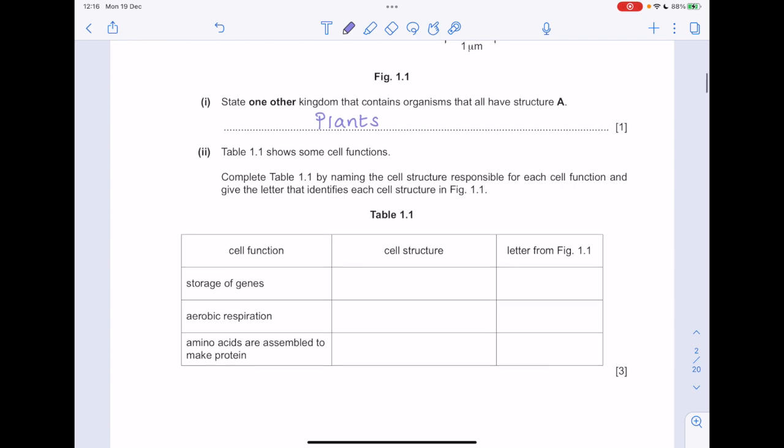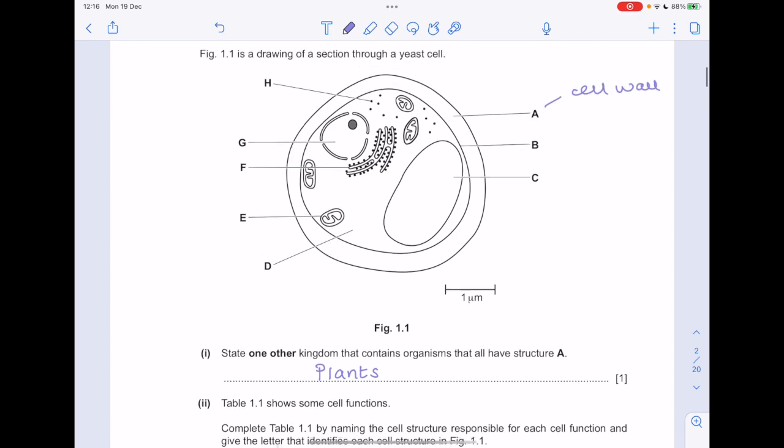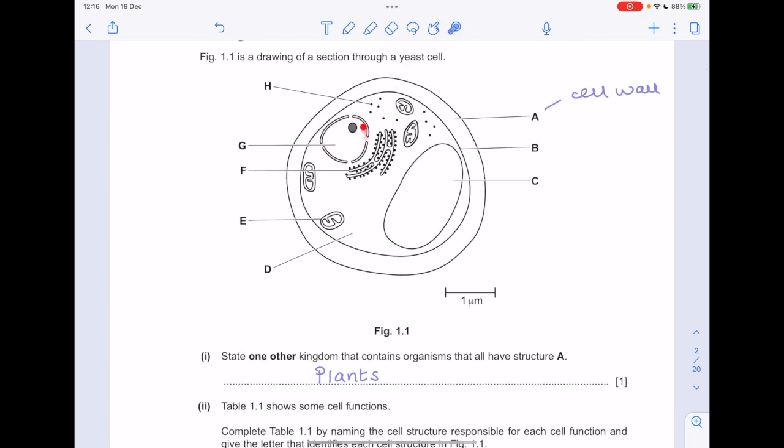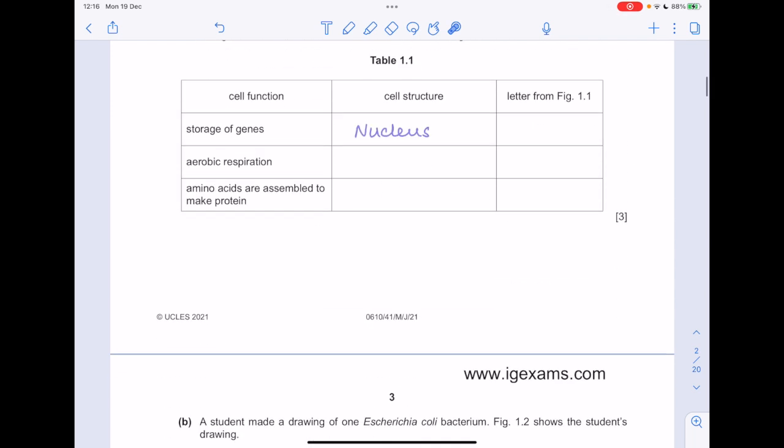So storage of genes, that is the nucleus. Remember, the nucleus contains DNA. The nucleus is here, look, there's the nucleolus and then the nuclear pores. Do not be tempted to pick C, that's a vacuole, so we need to write G there.